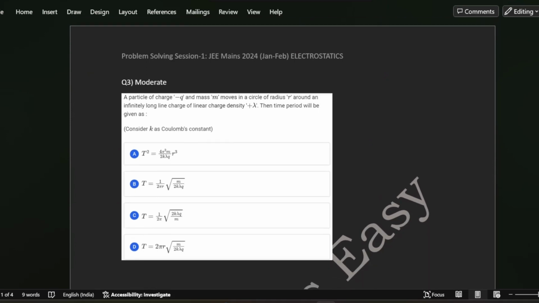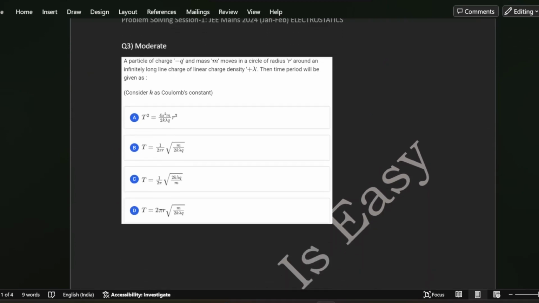Okay, now moving on to the next question. This is also a bit moderate question, not so easy. You will have to know some concepts before attempting these type of questions, otherwise you can get negative marking if you do them incorrectly. But they are easy, very easy, once you know all the concepts.